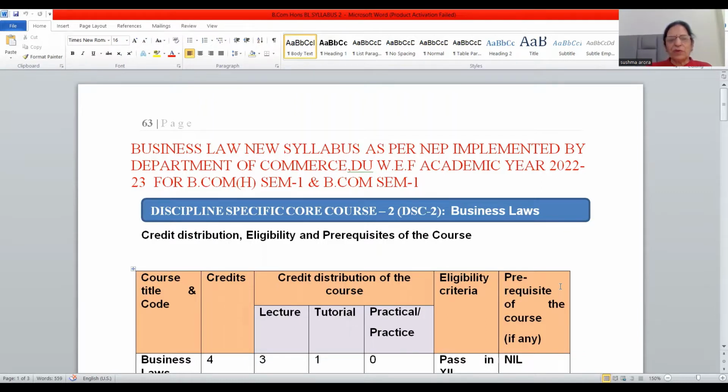Now I'm going to begin this syllabus. So business laws paper is one of the discipline specific core papers. This is DSC2, business laws. Now, as far as credits are concerned, there are 4 credits for this paper.